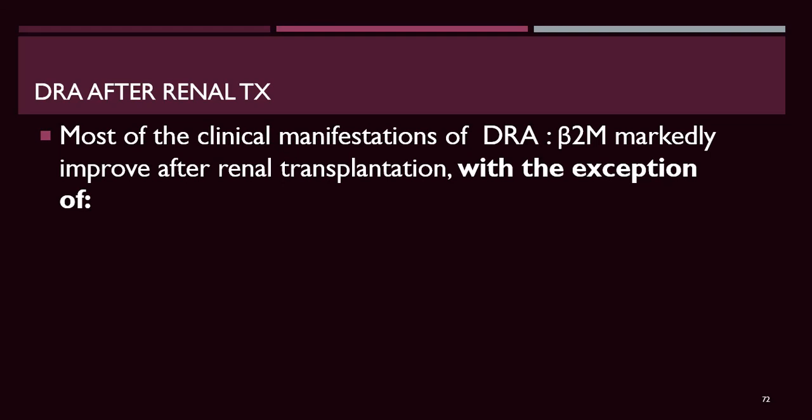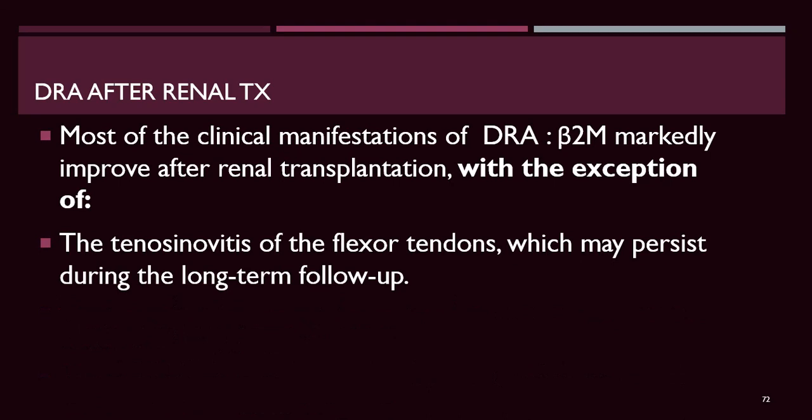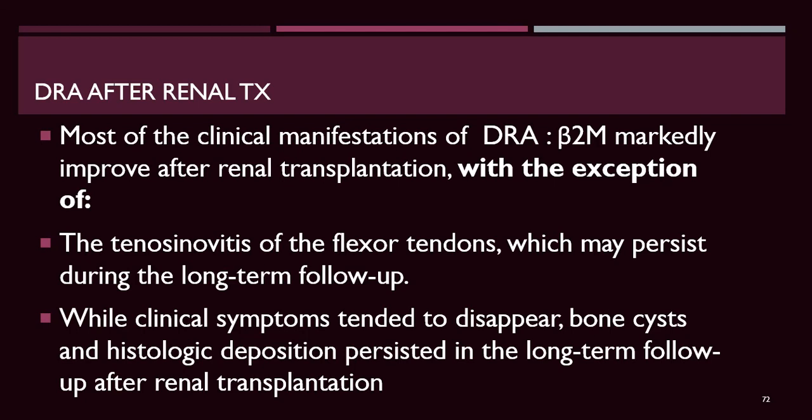After renal transplantation, beta 2 microglobulin markedly improves, with the exception of tenosynovitis of the flexor tendons, which may persist during long-term follow-up. While clinical symptoms tended to disappear, bone cysts and the histological deposition persisted in the long-term follow-up after renal transplantation.